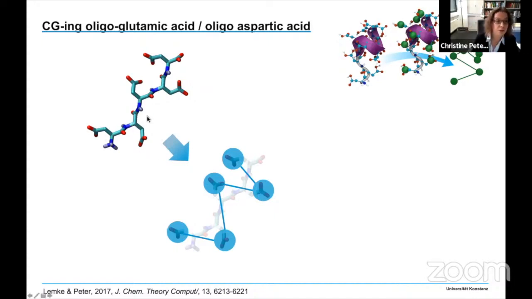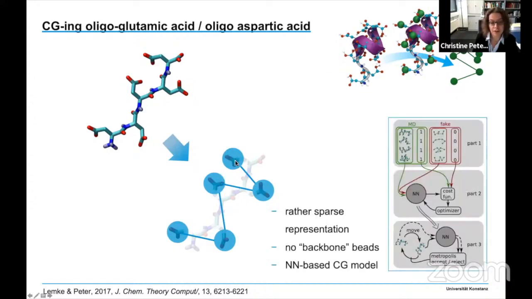So here you see a short oligomer of aspartic acid. Glutamic acid will have one carbon more here. And we have a very peculiar coarse-grained model in this case, where the coarse-grained representation is really only a representation of these side chains. So we have placed coarse-grained beads at the ends of the side chains. We have no backbone beads. So it's a rather particular coarse-grained model, but it serves the purpose for the moment.